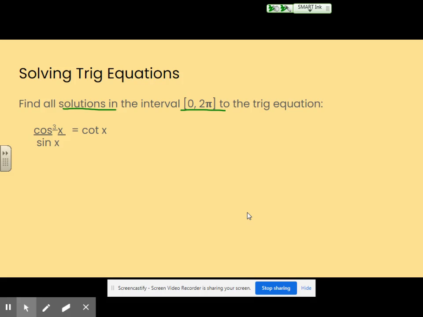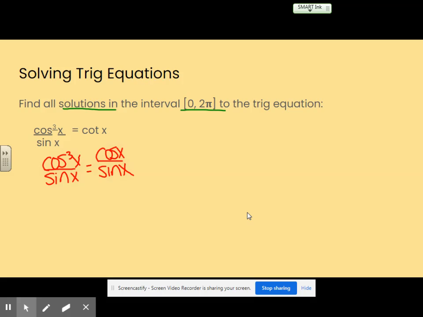So I think a good step is anytime I have cotangent or tangent, I like to see if writing it out in its quotient form will help me out at all. So cosine cubed x over sine x equals, I know that cotangent is cosine over sine.